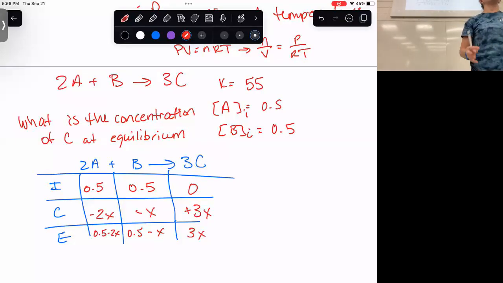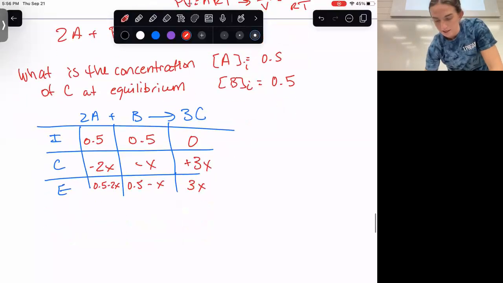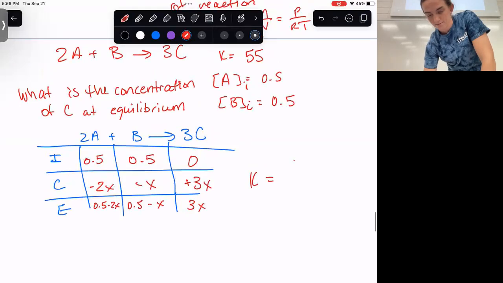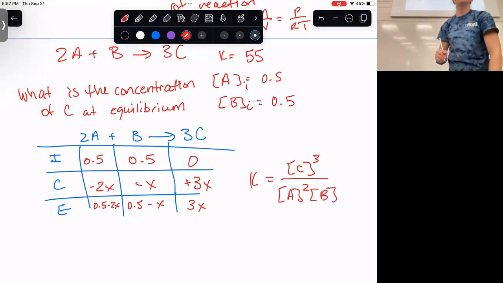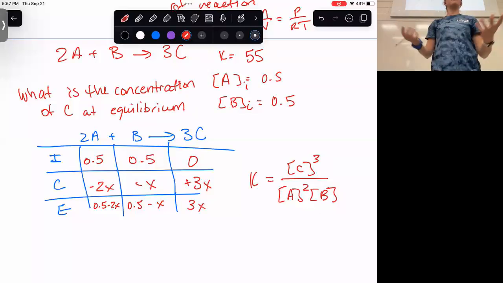We're given that K is 55. So if we were to write the K expression for this, we would say K is equal to, what's on top? C cubed over A squared times B. What do we put in for concentrations? Initial, change, or equilibrium? Equilibrium. Do we know what our equilibrium concentrations are? Ish, right? We have stand-in values for them.